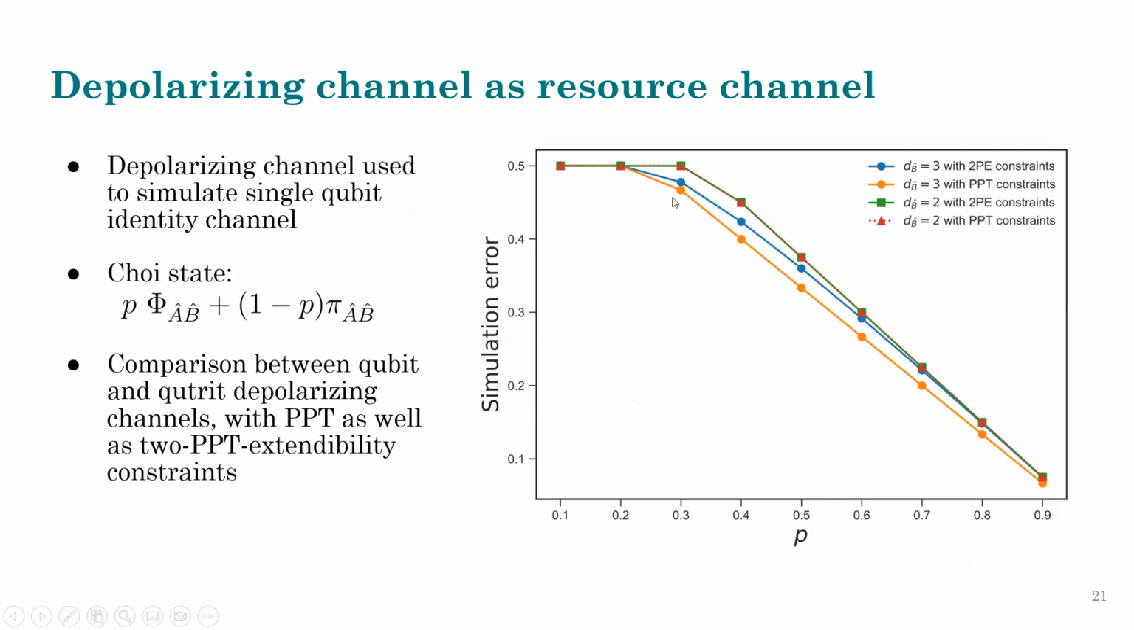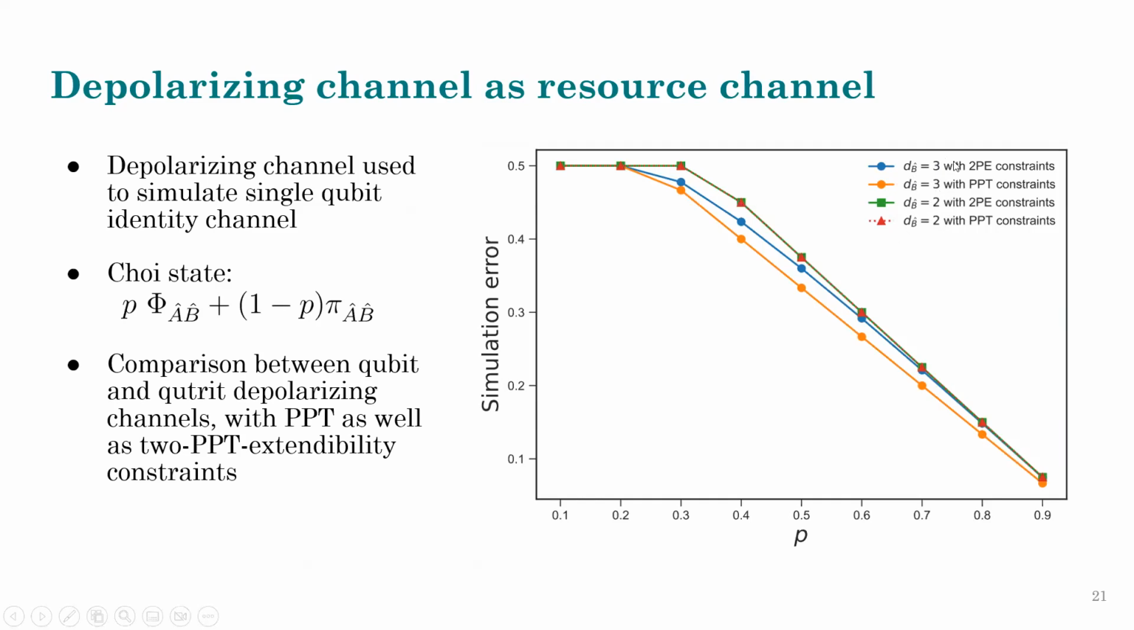So we are trying to simulate a two-dimensional identity channel, and we look at 2 different cases. The depolarizing channel itself may be a two-dimensional depolarizing channel, or a three-dimensional depolarizing channel, but it is being used to simulate a two-dimensional identity channel. If it is a two-dimensional depolarizing channel, then there is no difference between PPT and two-PPT extendability constraints.